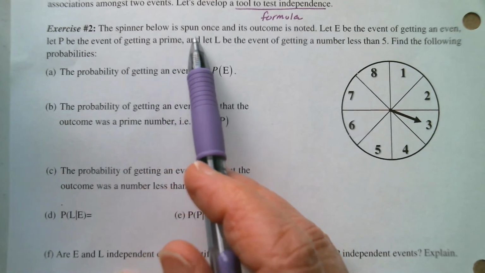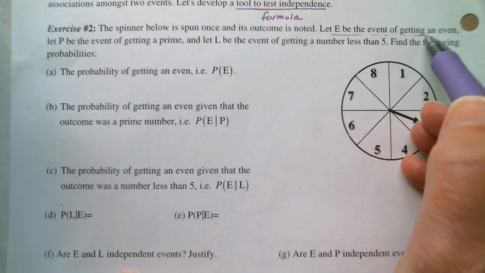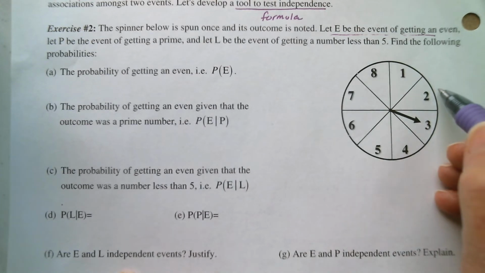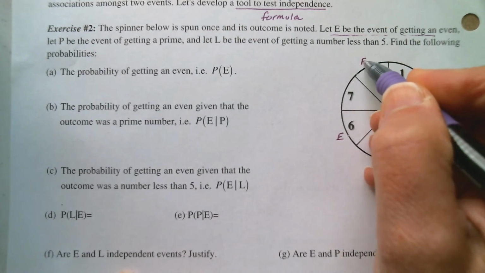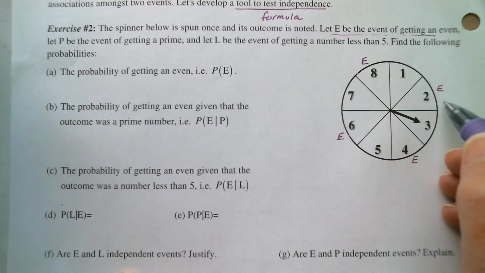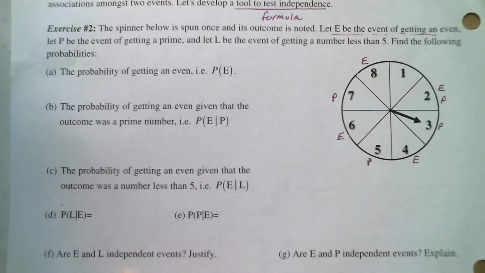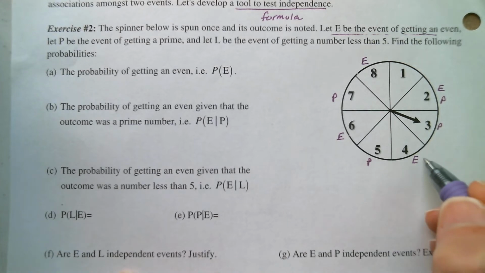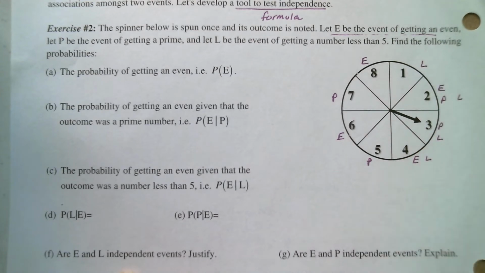Okay, so the spinner below is spun once and its outcome is noted. Let E be the event of getting an even number. So E is even. So 2, 4, 6, and 8 are even. Let P be the event of getting a prime number. 2 is prime, 3 is prime, 5 is prime, and 7 is prime. And let L be the event of getting a number less than 5. So that would be 4, 3, 2, and 1. They are all numbers less than 5.